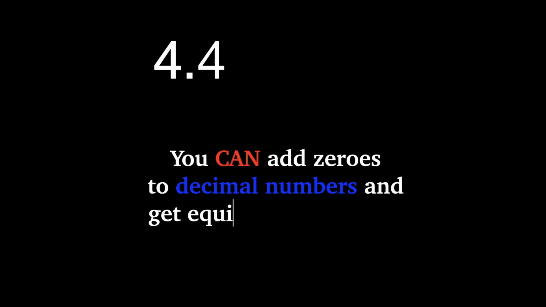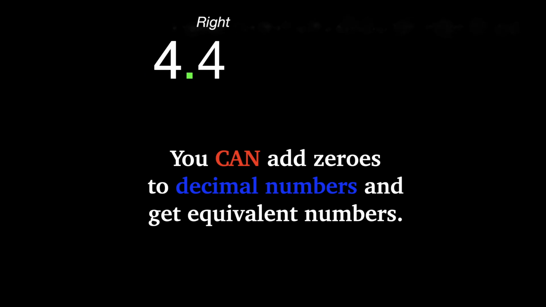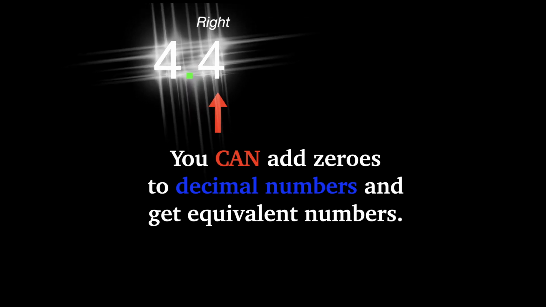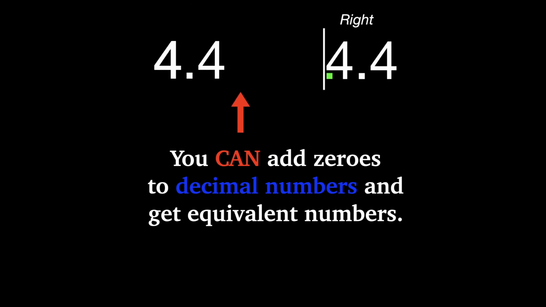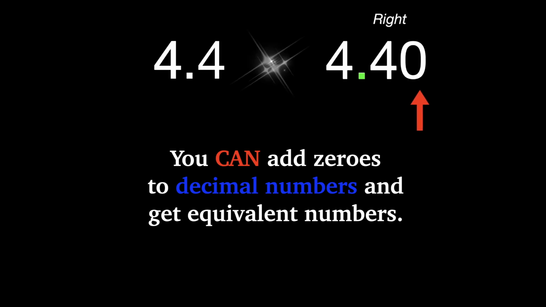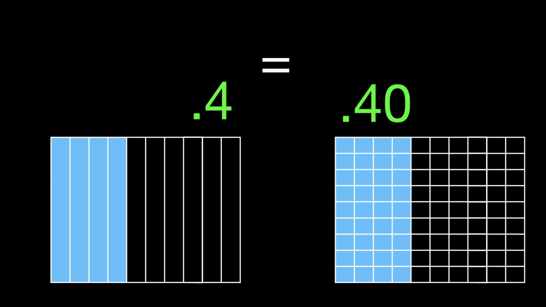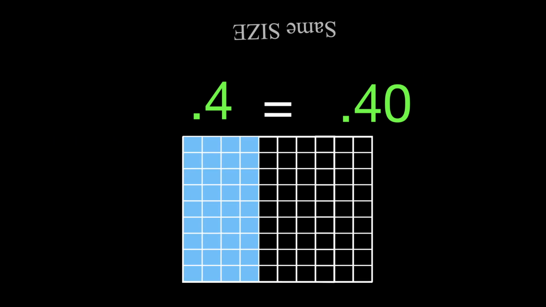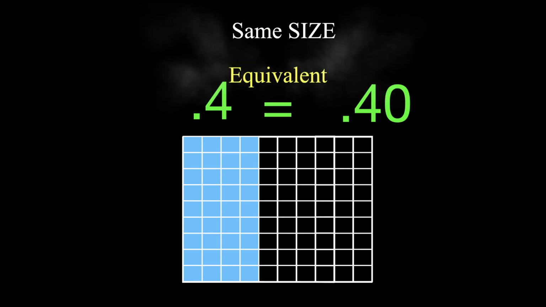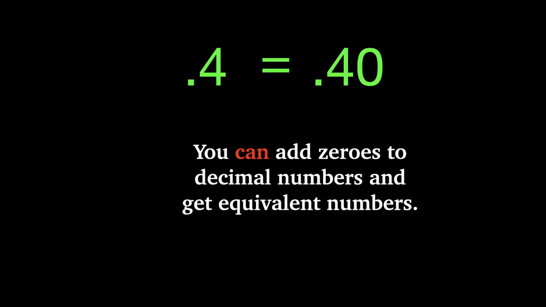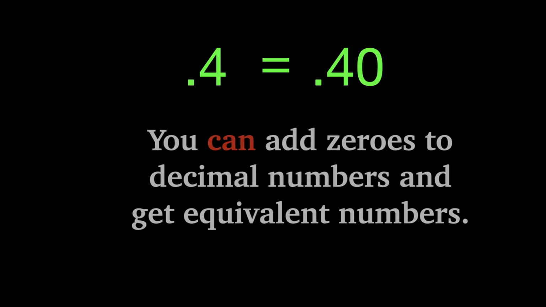However, you can do that with decimals. You can add zeros to decimal numbers and get equivalent numbers. Remember your decimal point: anything to the right side is a decimal number. So in this case, the 4/10. We can take the 4/10 part and add a 0 to the right, and that is equivalent. The reason why is that 4/10 and 40/100ths are equal in size, and therefore they are equivalent. So, in review, you can add zeros to decimal numbers and get equivalent numbers.